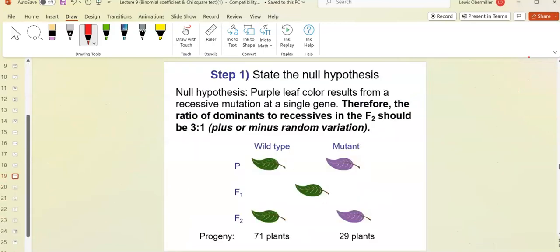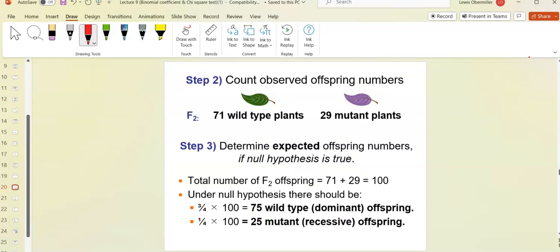So I'll show you. Let's go back to our example here. All right, so we have 71 wild type and 29 mutant plants, so 71 and 29. We have to add those together. That should add up to 100 because that makes it easy, right? So 71 plus 29 is 100 total. And so we have to calculate, what do we expect here? If it's following straight up Mendel rules, we would expect 75 of these to be wild type.